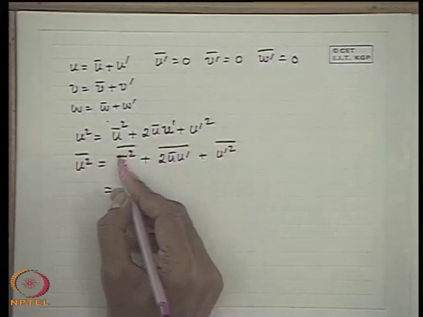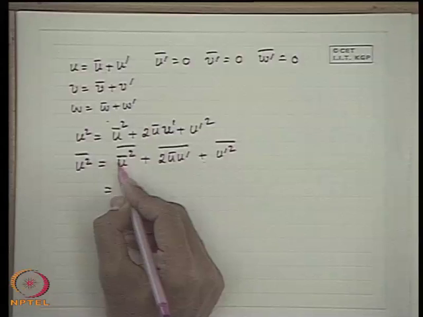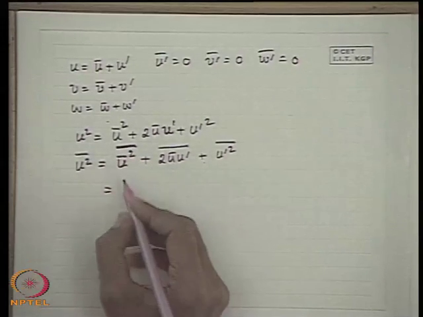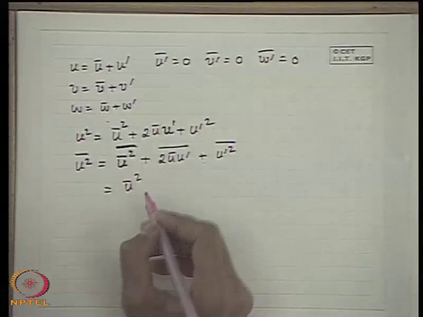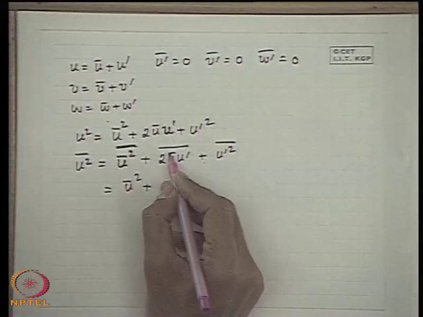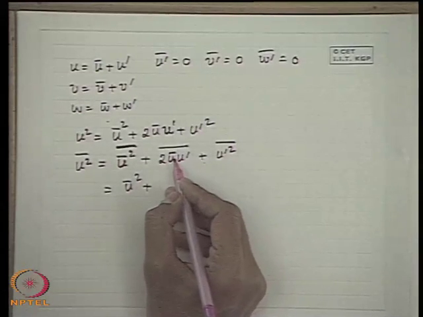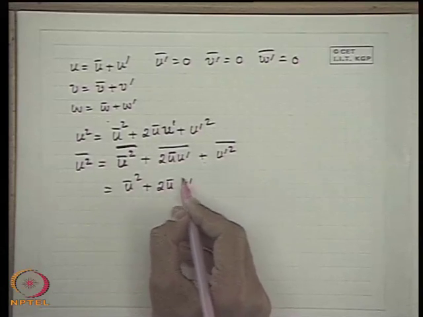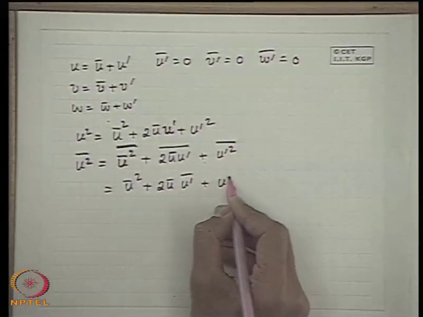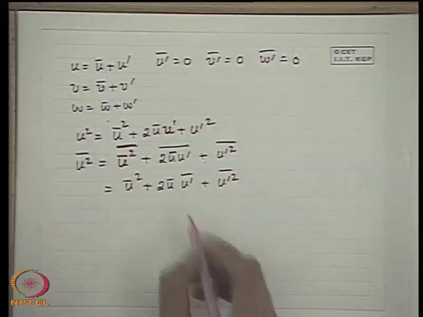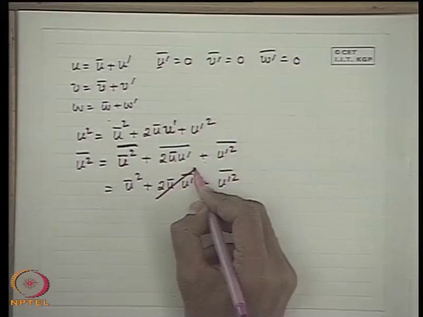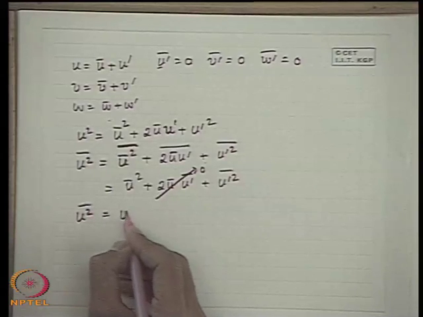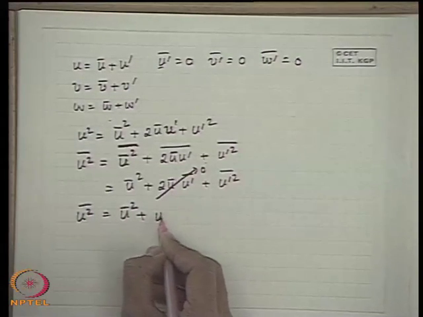Now this u bar square is the time mean value which is independent of time. So if you take a time mean value again, it is a constant, so it stays like this. Similarly here u bar is the time mean value which is independent of time, so it can come out of this bar, that is the time mean, and this becomes u dash average. Now as per definition this is 0, so the middle term becomes 0. So therefore we get a very important conclusion like this, plus u dash square average.